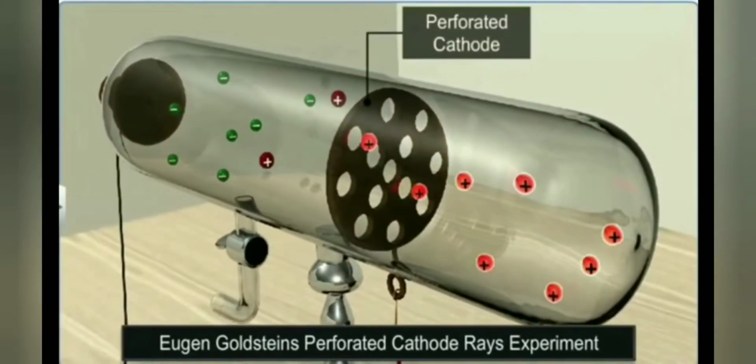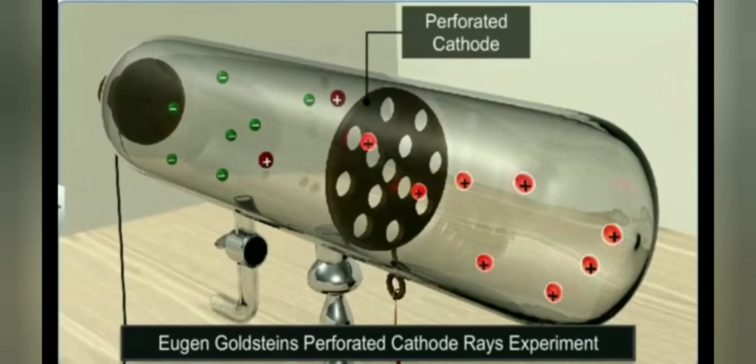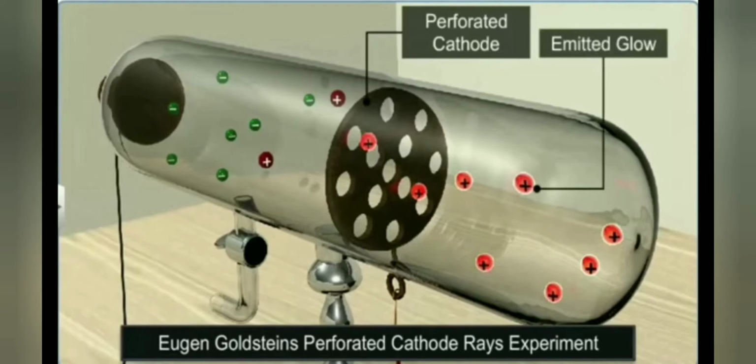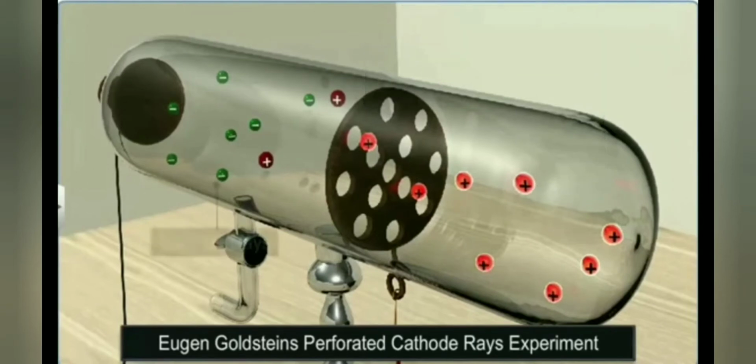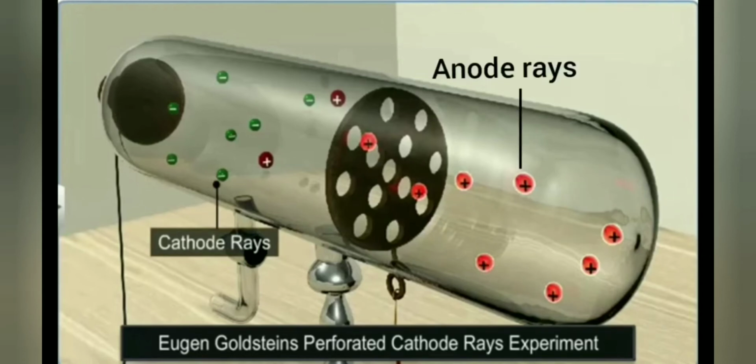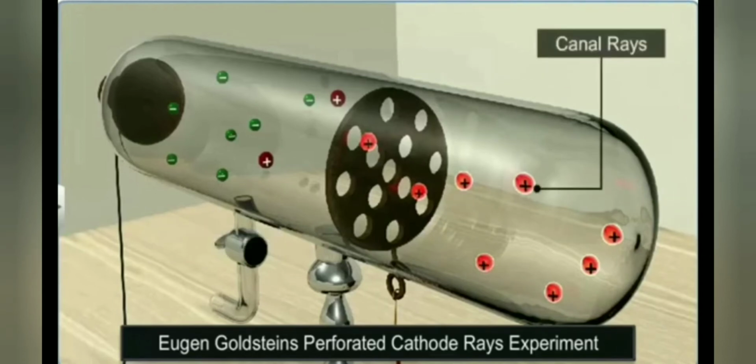These positively charged particles which are passing through the perforated cathode will make the glow, which is a faint red glow behind the cathode. You can see that negatively charged particles constitute the cathode rays, and the positively charged particles constitute the anode rays. These are also known as canal rays as they are passing through the holes of that cathode plate.